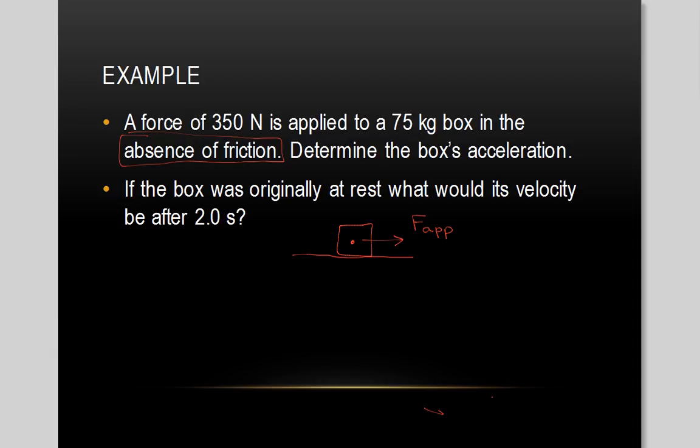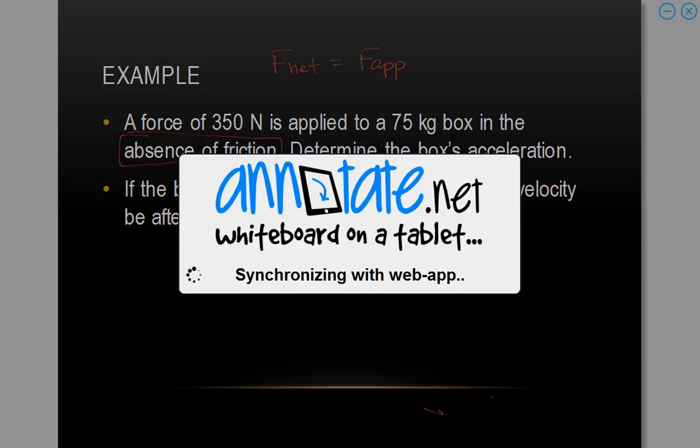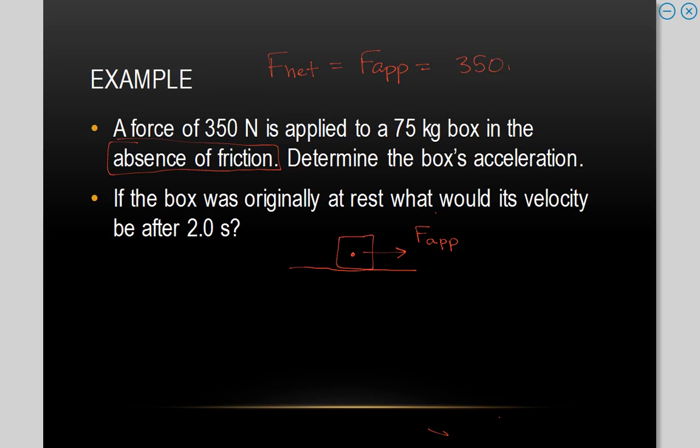So what is the net force equal to in terms of the diagram? The net force is just the applied force. Do you agree? If there was friction, you would have to put in a minus force of friction. That stuff we're going to do tomorrow. Right now we're just focused on probably one force at a time. And that force applied is equal to 350 newtons.